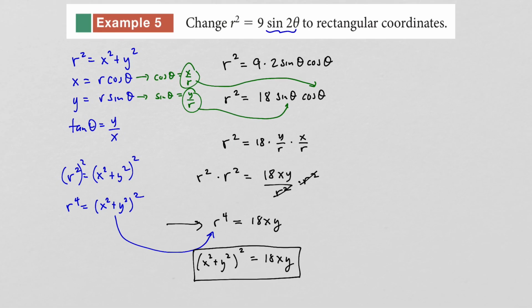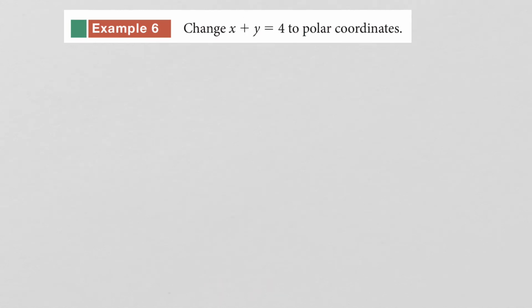So this equation that we started with up here and this equation down here, those are the same equation, just in 2 different coordinate systems. So this is what we mean when we say change a polar equation into a rectangular equation. One final example, we'll do the opposite now. Let's take a rectangular equation and change it into polar coordinates. This one's a little bit easier.